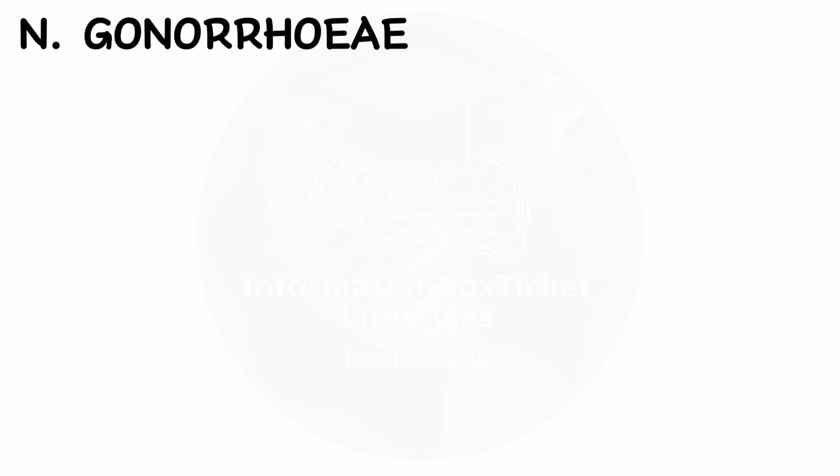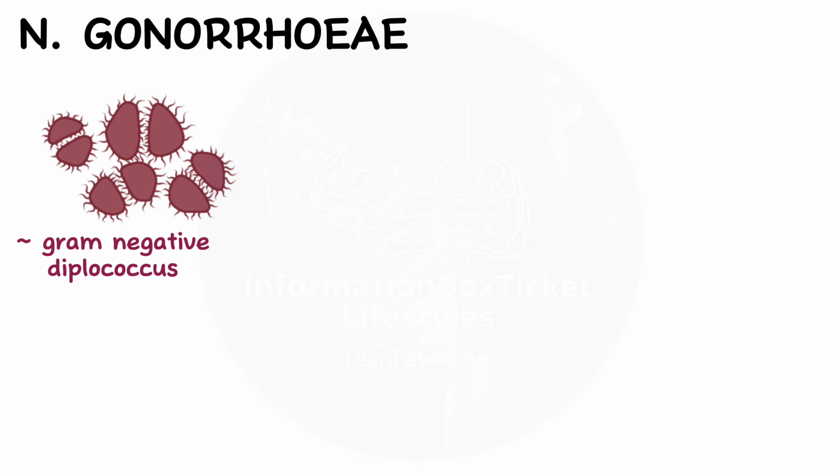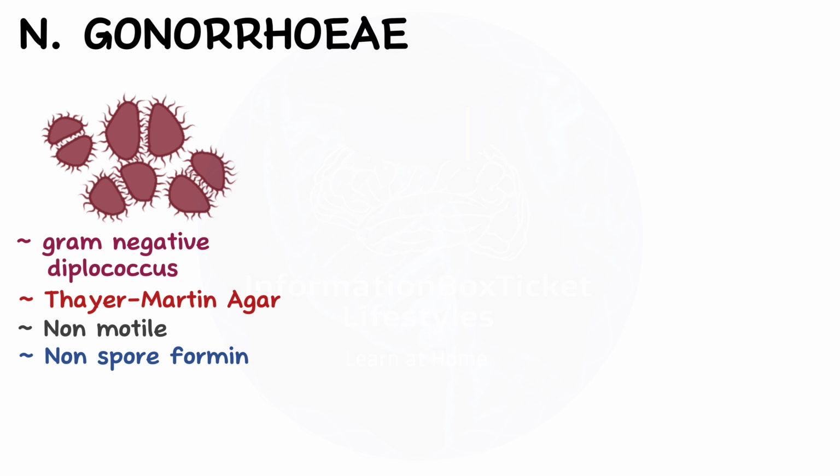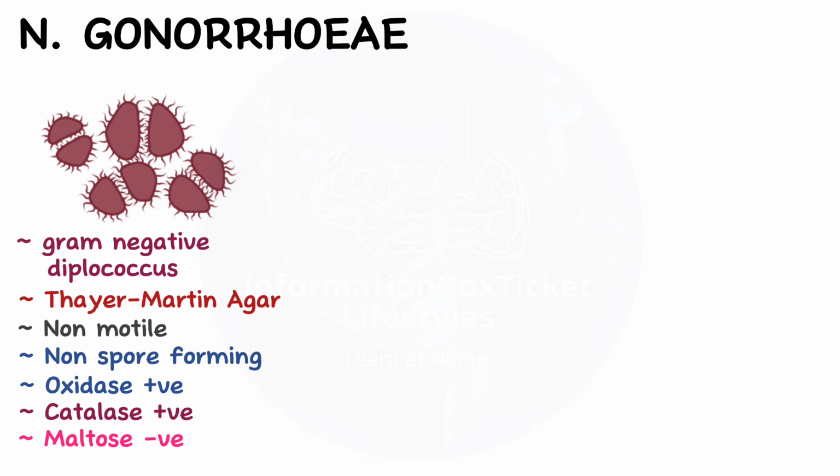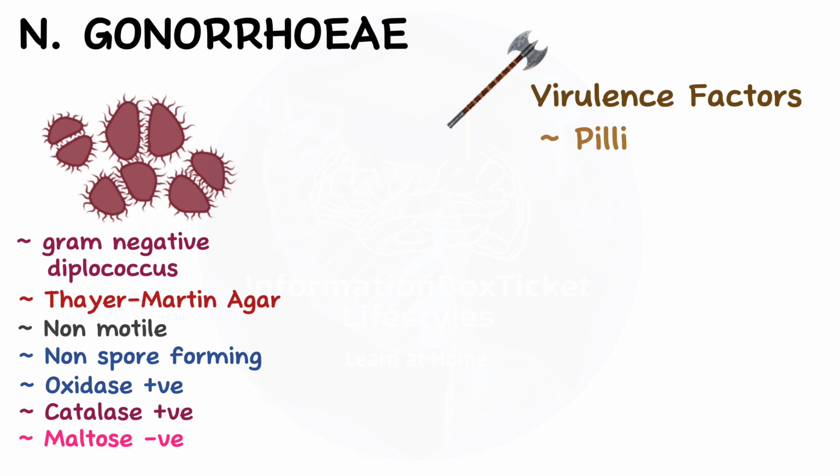All right, as a quick recap, Neisseria gonorrhoeae is a gram-negative diplococcus that grows best on Thayer-Martin agar. It's non-motile, non-spore-forming, oxidase positive, and catalase positive, but maltose negative. It lacks a capsule, but possesses several other virulence factors, including pili and proteins like OPA and IgA protease.